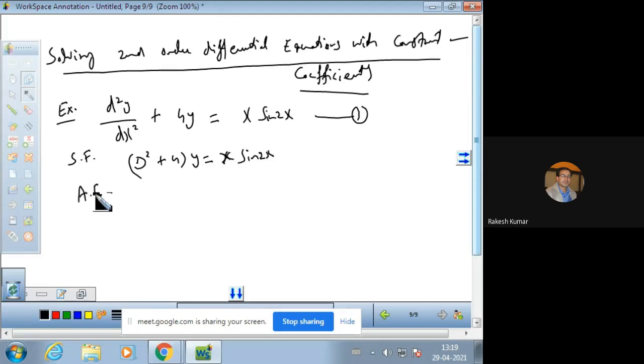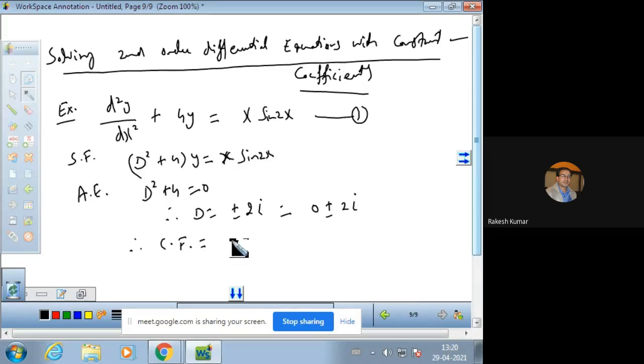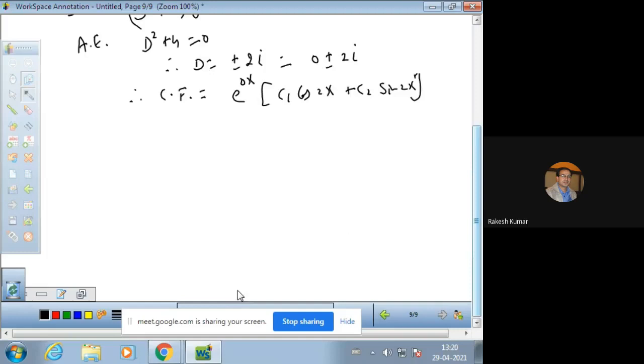Now we can have the auxiliary equation by putting d square plus 4 is equal to 0, and you will be able to get the roots of this equation. The roots are imaginary roots. From the roots, you will be able to write down the complementary function, that is e raised to power 0x into c1 cos of 2x plus c2 sine of 2x. This is the complementary function we have.